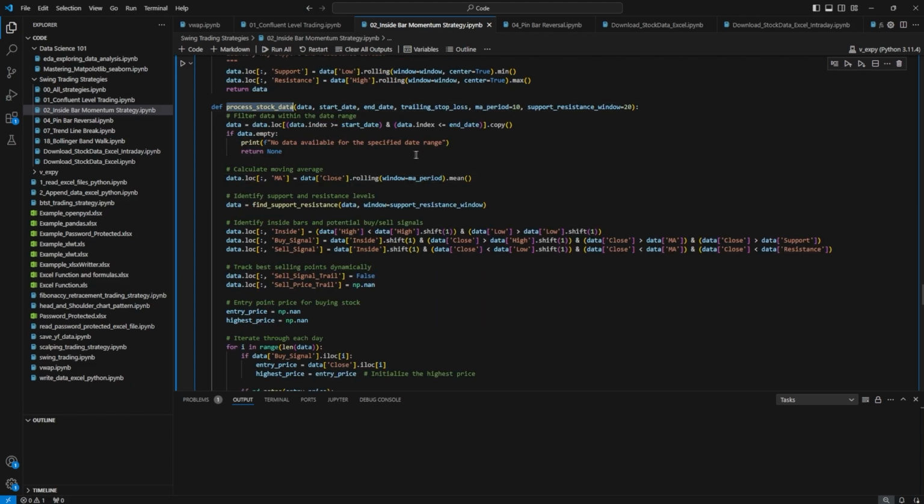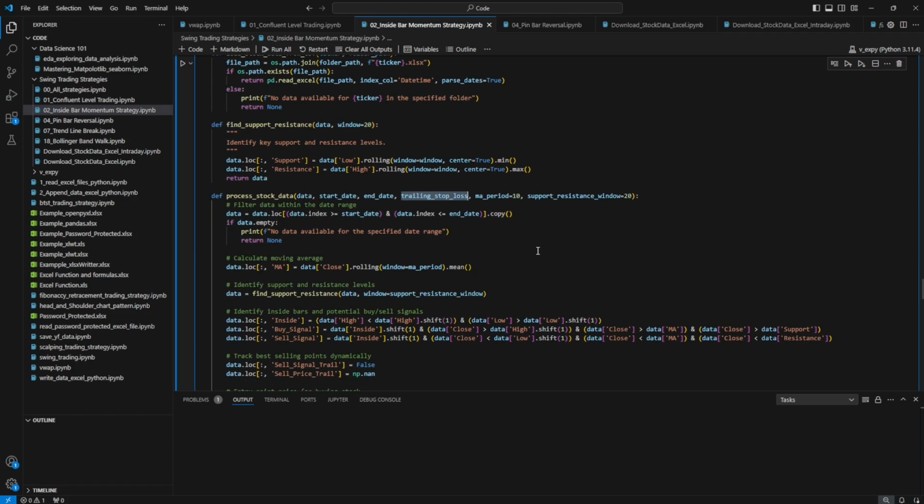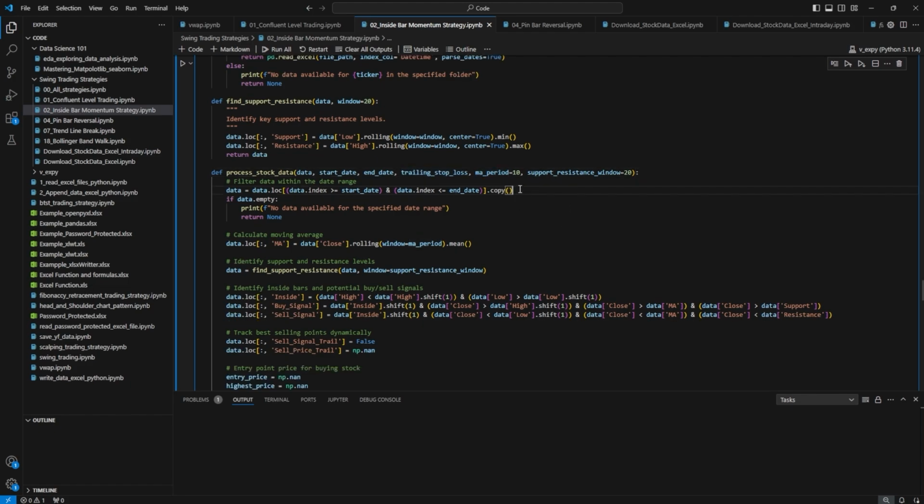Now this is the logic or function to process the stock data. So what we are doing, we are passing the data, then start date, end date, and trailing stop loss. Basically I want to have the trailing stop loss so that we can take out the profit whenever there is a profit takeout time. And then the moving average, I have kept it as 10 days. Again, the support and resistance window is 20.